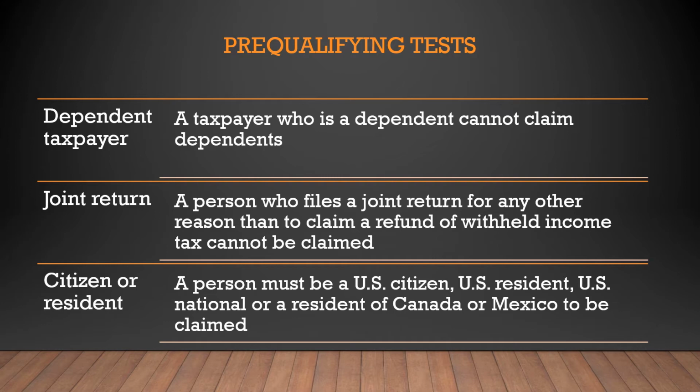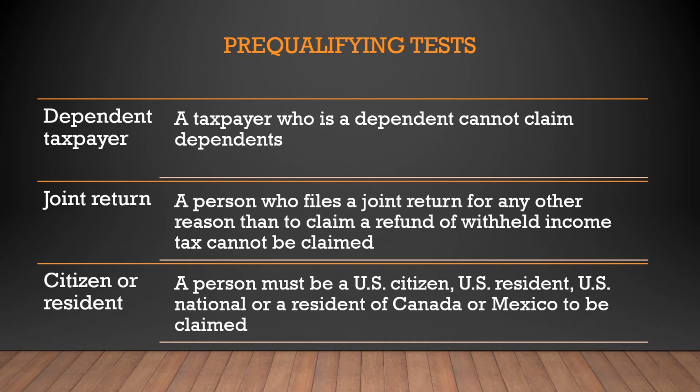The joint return test says that if a person, our potential dependent now, files a joint return, the only reason why they could be filing that return is to get a refund of income tax that was withheld from their employer. They can't be filing because they are required to file, and they can't be filing to claim any other credits or tax benefits. The only reason that they would be filing that joint return is to get a refund of taxes that were withheld.